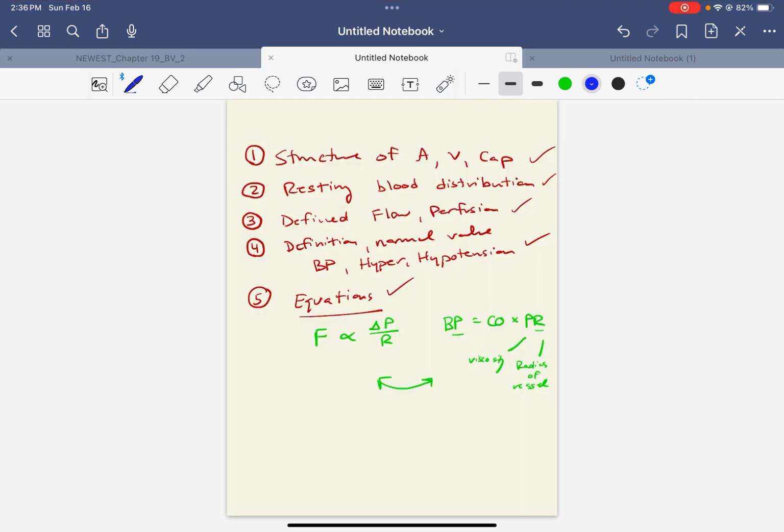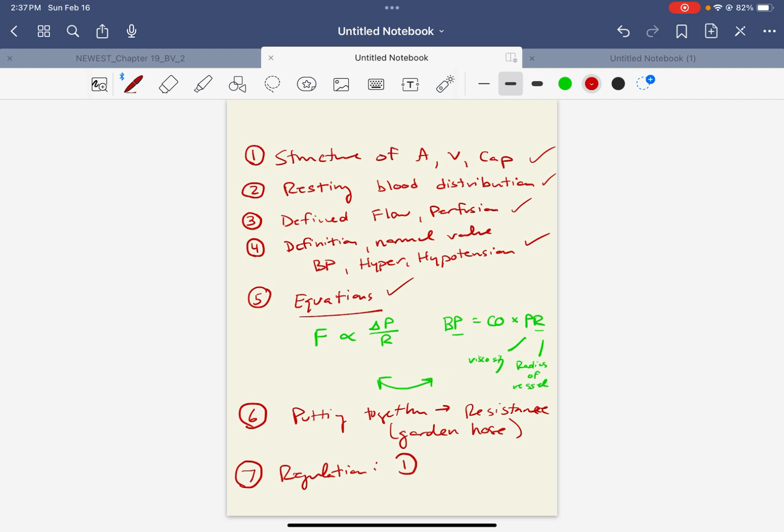If I finish this, we talked about the equation, putting together the equation as it relates to resistance. That was our garden hose example. And then lastly, we introduced regulation of blood pressure and flow, and we did number 1, which was local autoregulation. Our ability to vasoconstrict and vasodilate as a way to alter blood flow. And you need to be able to know during exercise versus rest.